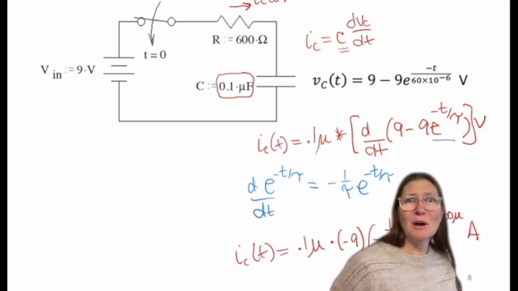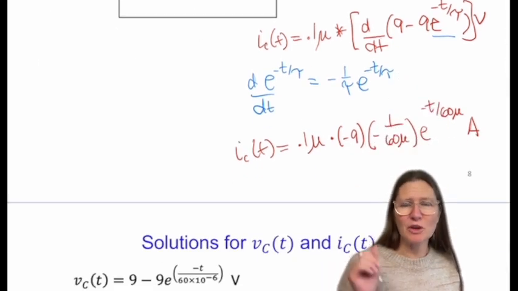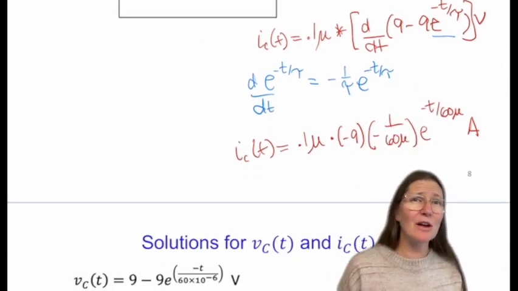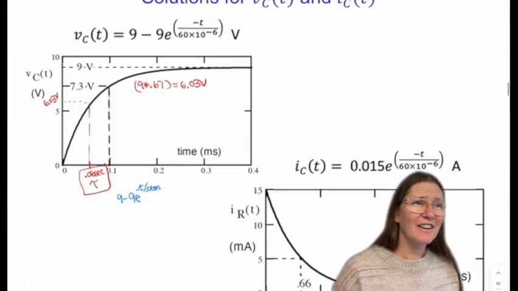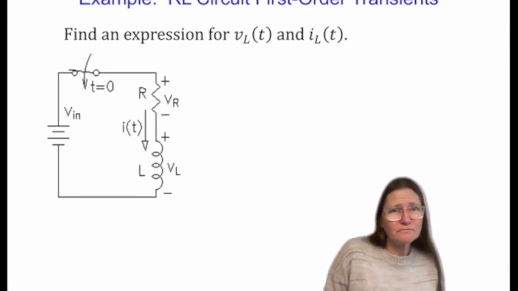Is that the micro you were wondering about? Okay. Yeah. So 0.1 micro is where that one comes from, the capacitor value itself. Okay. All right. Why don't you guys tackle this one?